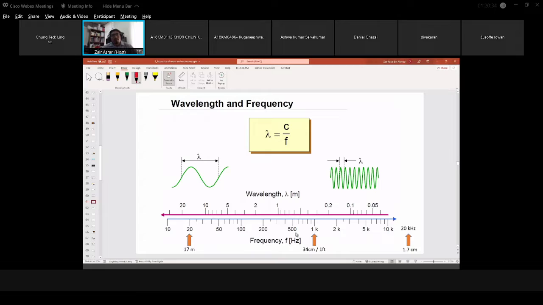Okay, so you can imagine what happens if we go lower. For example, in the worst case scenario, at 20 hertz, the wavelength is 17 meter. Okay, so 17 meter wavelength. To stop sound with this frequency, you need 1/4 of the thickness.